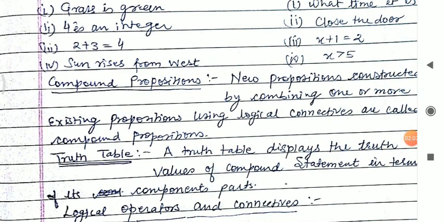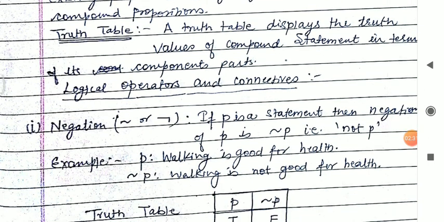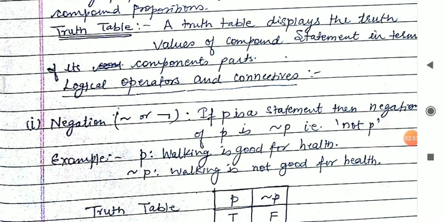Now, compound propositions. New propositions constructed by combining one or more existing propositions using logical connectives are called compound propositions. It means if you connect two or more sentences, they are called compound propositions. Now, truth value. A truth value displays the truth values of a compound statement in terms of its component parts. Logical operators. Now, the first logical operator is negation.